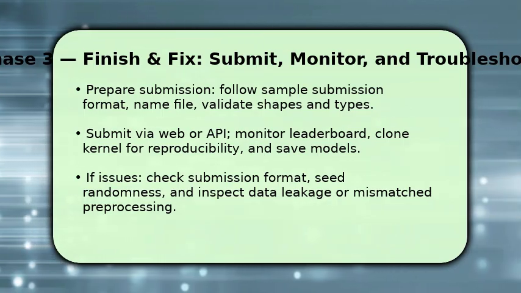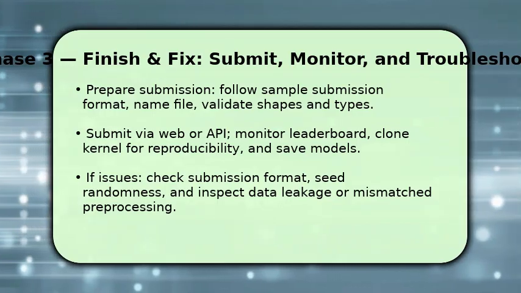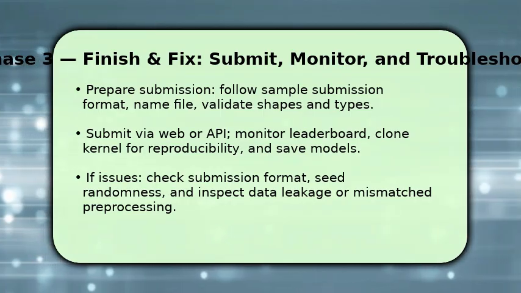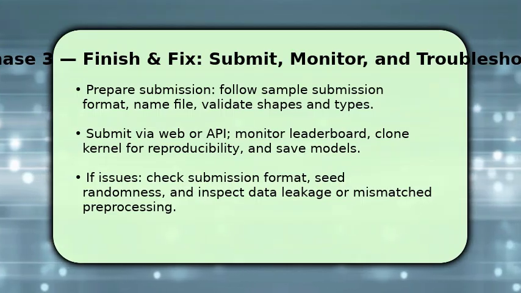If your score drops or submission fails, first revalidate the file format and random seed. Next, ensure preprocessing matches on training and test sets. Finally, check for data leakage or hidden nulls. Fixing those often recovers performance quickly.